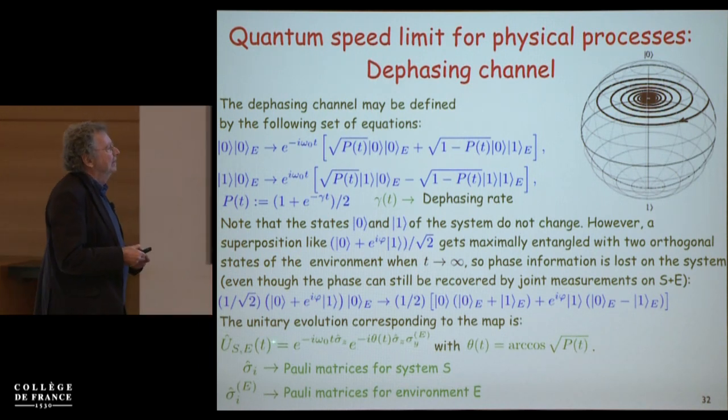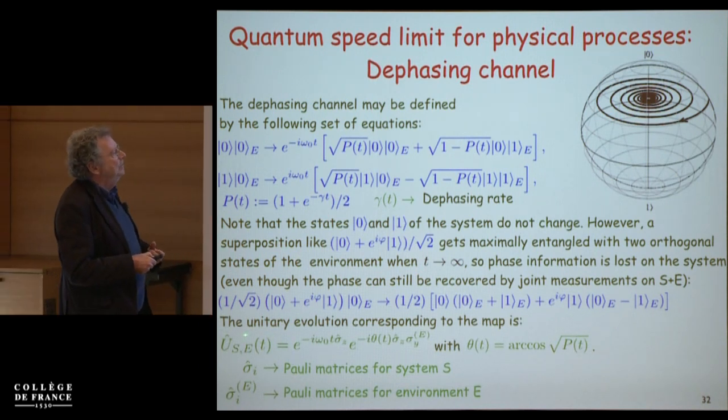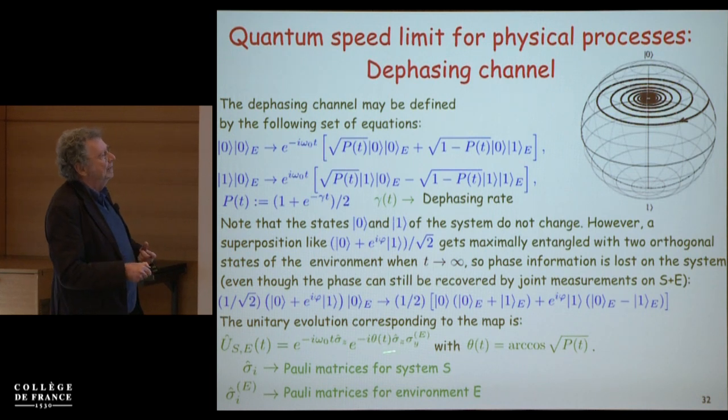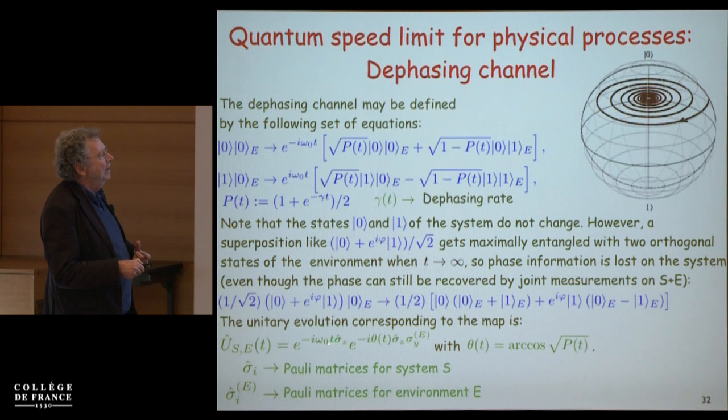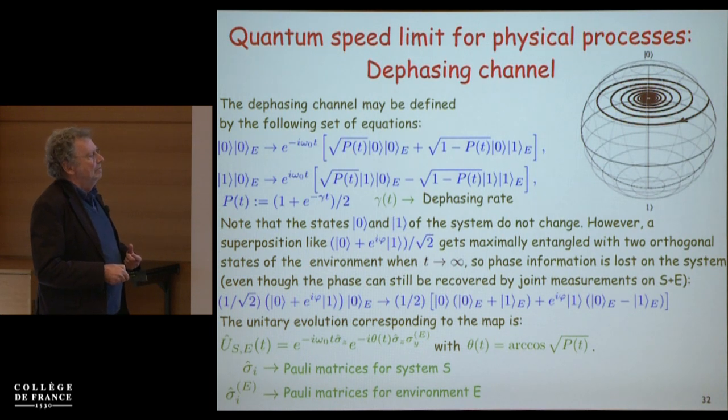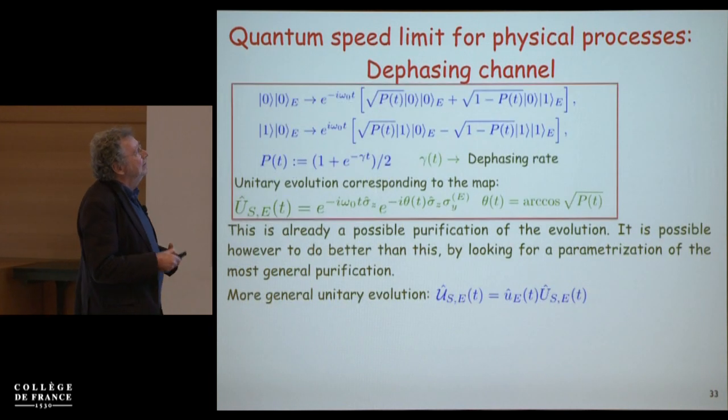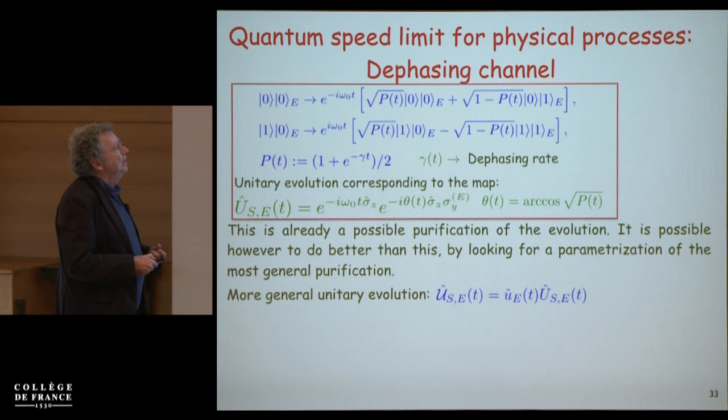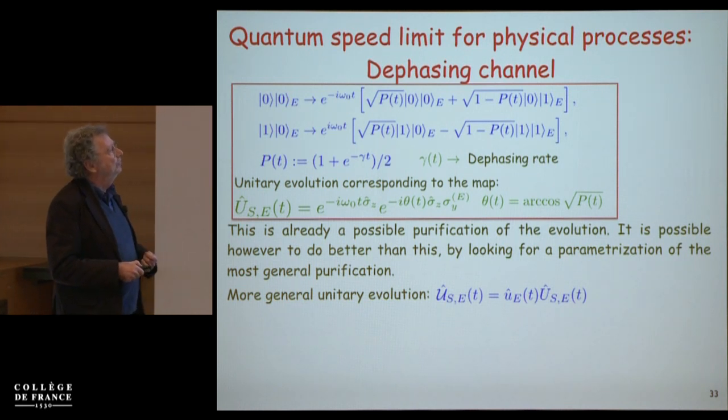And first, remark that the unitary evolution corresponding to the map can be written like that. Again, these are Pauli matrices for system S without the index, and these are Pauli matrices for the environment. So this is again the expressions I had before. So this is a possible purification of the evolution.